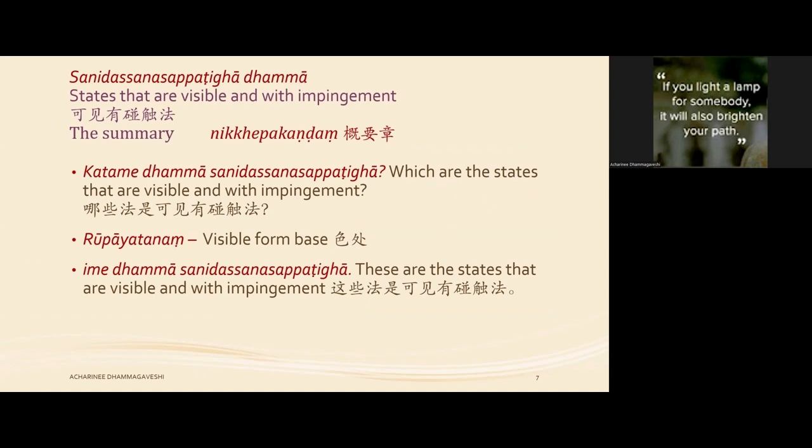Let's look at the Nikkhepa Kaṇḍa, the summary section description. Katame dhammā Sanidassanasappaṭighā, which are the states that are visible and with impingement? Rūpāyatanaṃ, visible form base. Ime dhammā Sanidassanasappaṭighā. These are the states that are visible and with impingement.